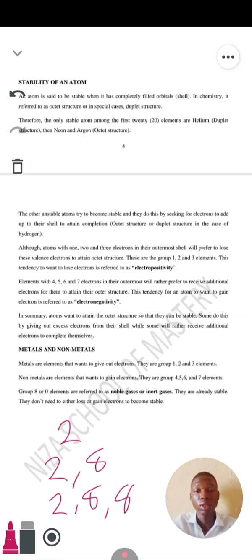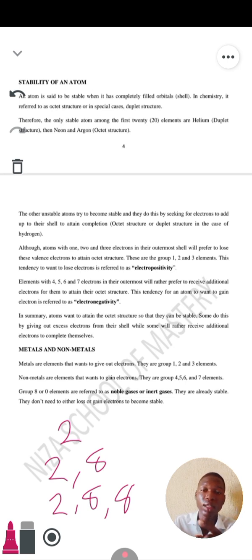You can go back to your notes and check the configuration of the remaining ones. They are not stable. Is that okay now? So group 1 is not stable, group 2 is not stable, group 3 is not stable, group 4, group 5, group 6, group 7, they are not stable. The only stable one is what? Your group 8, or your group 0.